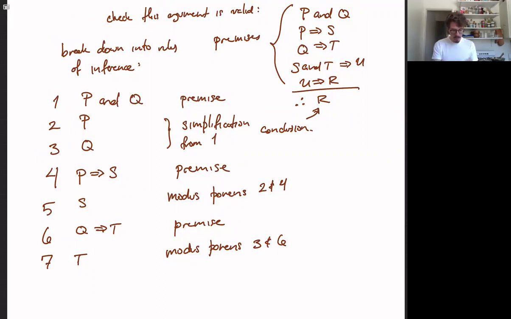So let's keep going. What do we want to do next? We've concluded S and T, and we want to use S and T, so let's conclude S and T by conjunction from 5 and 7. Right, since we know S is true and we know T is true, we conclude that S and T is true.